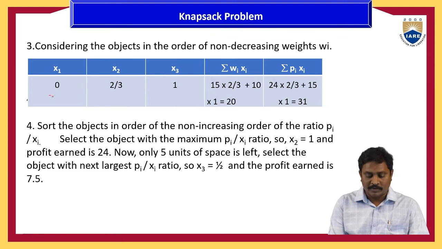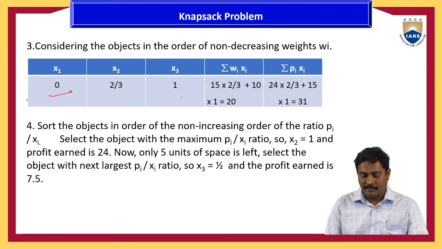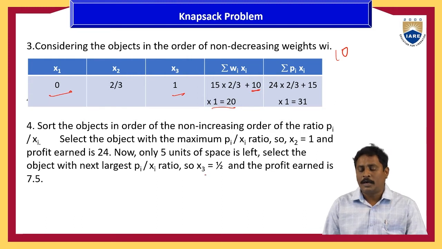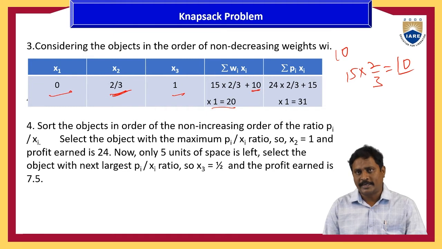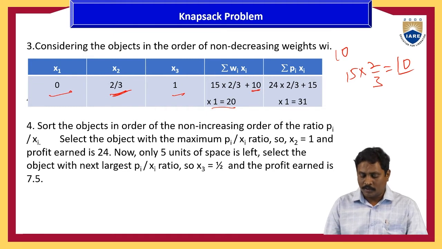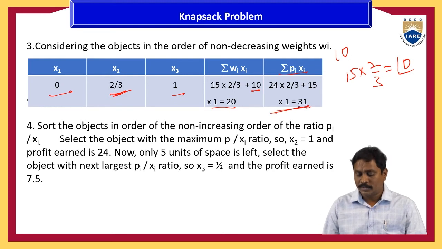Next, suppose we take x1 value as 0 and x3 value as 1. So x3 weight is 10, and 10 into 1 is 10. How much capacity remains? Remaining 10. We take the 10 from W2, which is 15 into 2 by 3, giving 10. So 2 by 3 is the x2 value. Now find the corresponding maximum profit value. That value is 31.